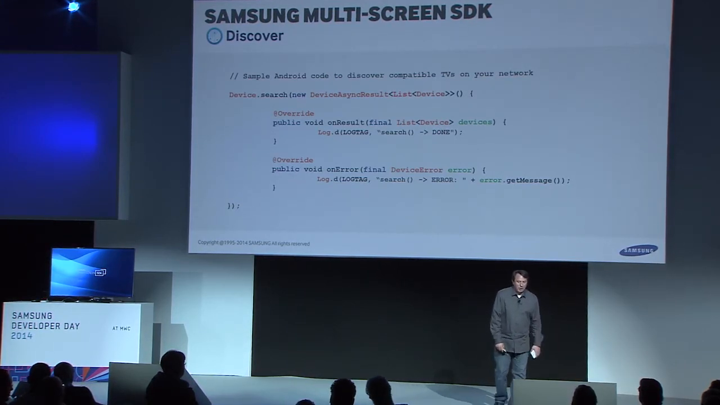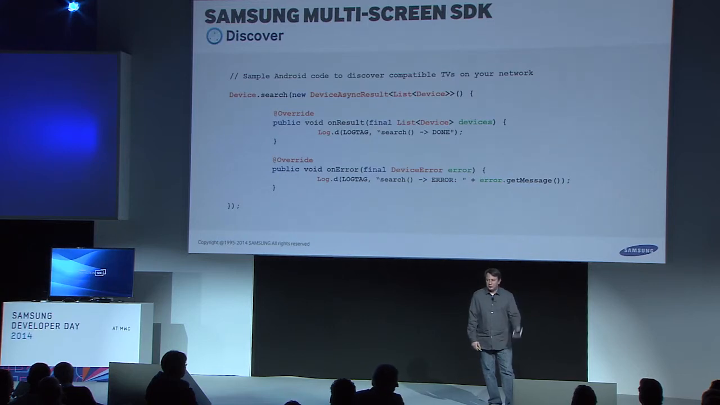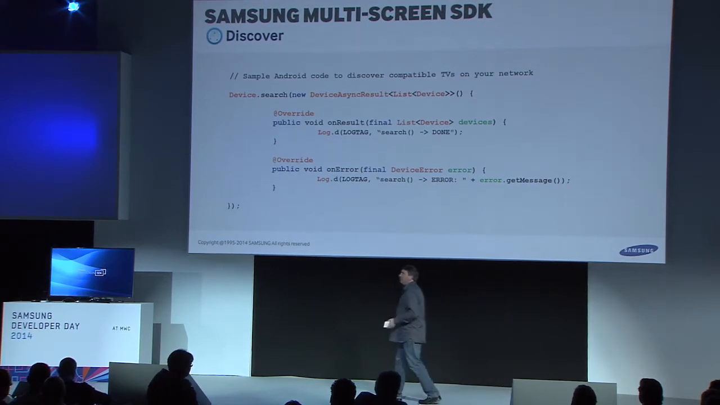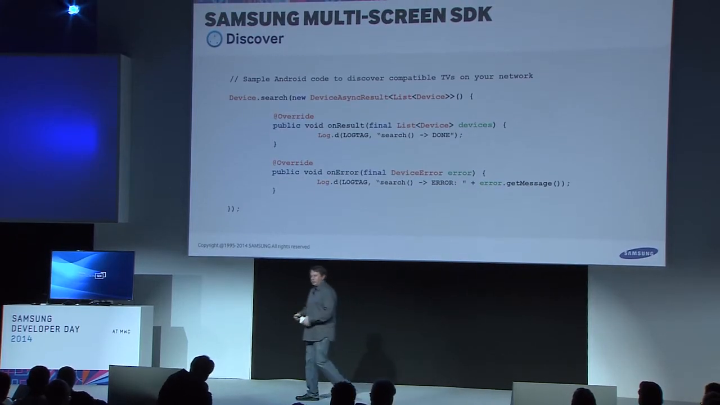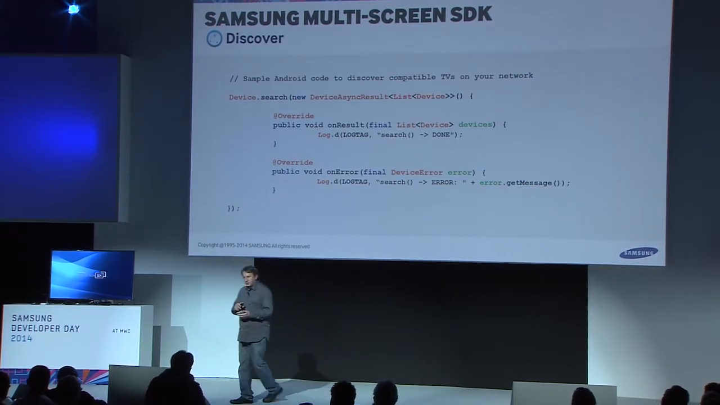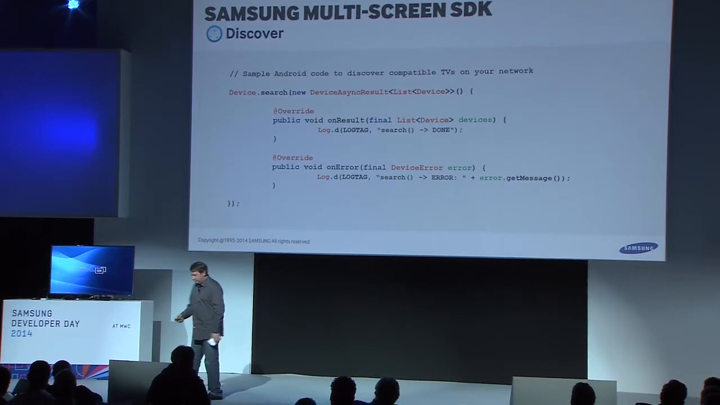So here what we're going to do is we're going to call device.search, which is going to return you a list of TVs that are on your network. And the idea is when you get back that list of devices, you can present that to the user, and they can select which device they want to work with.